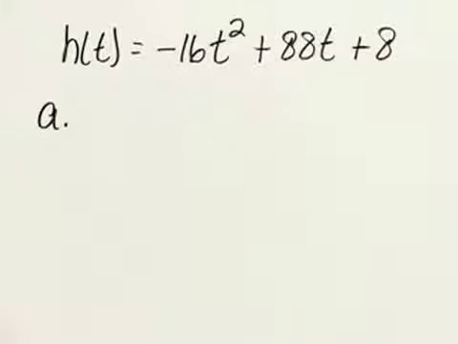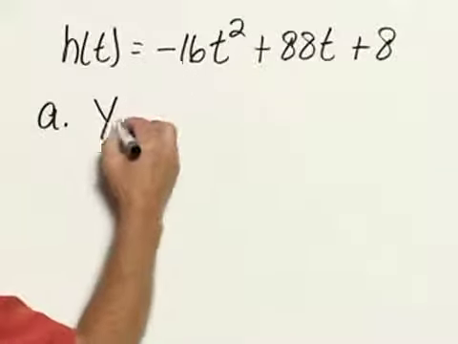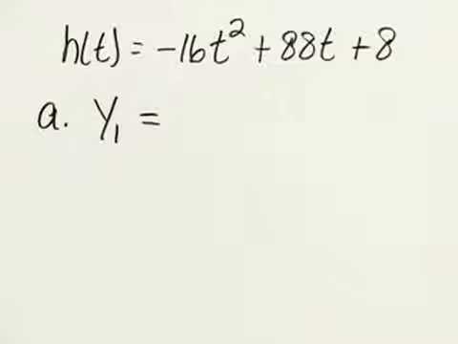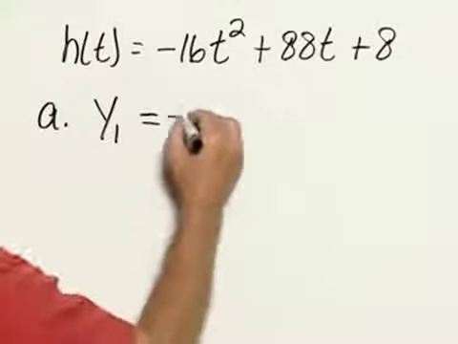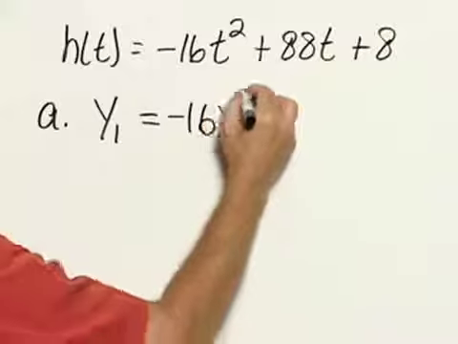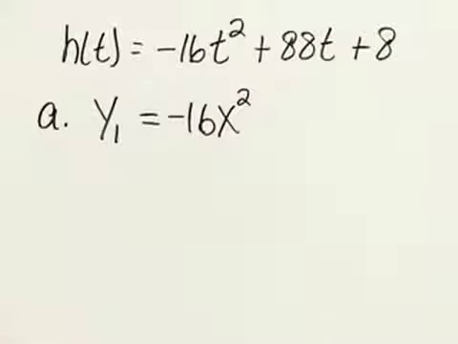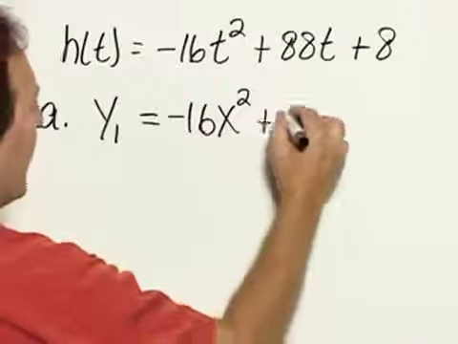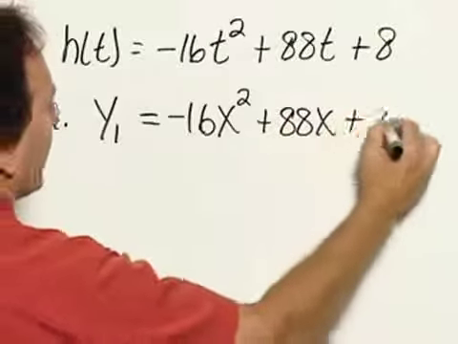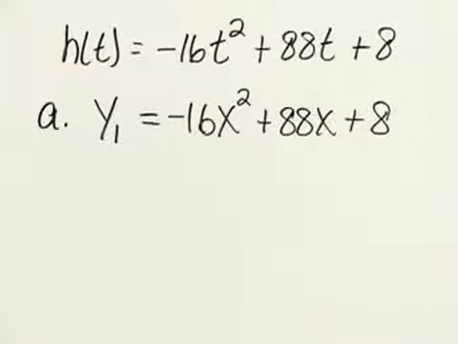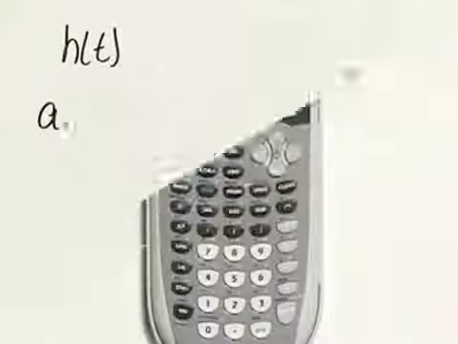To do it on the graphing calculator, we would go to the equation editor where we would enter in the y sub 1, and the way we have to enter it is negative 16x squared in place of t plus 88x plus 8. So let's go enter that into the calculator so we can take a look at its graph.